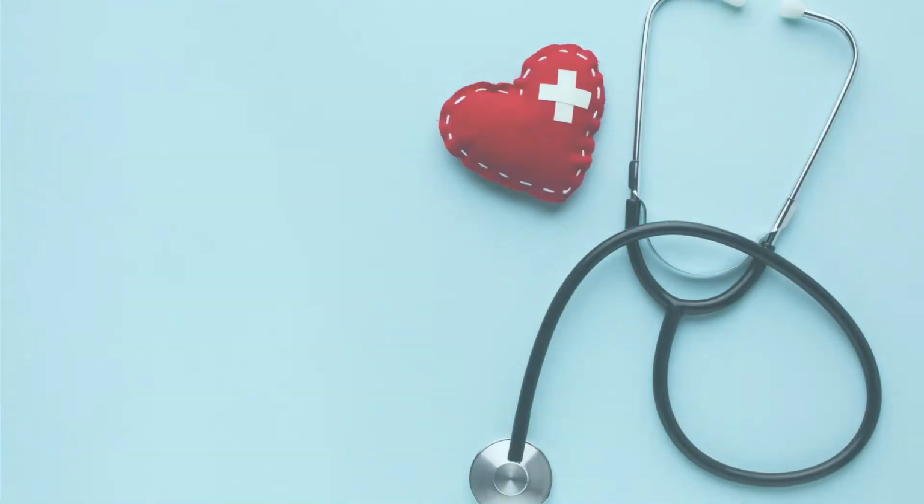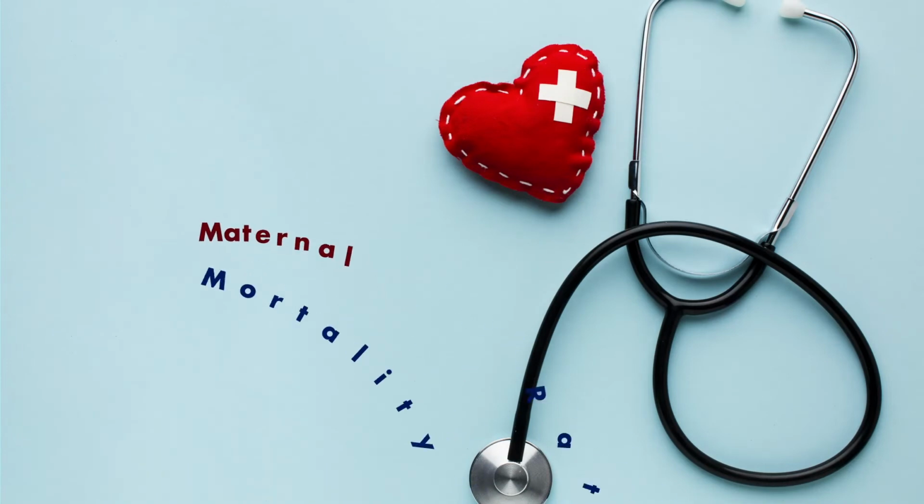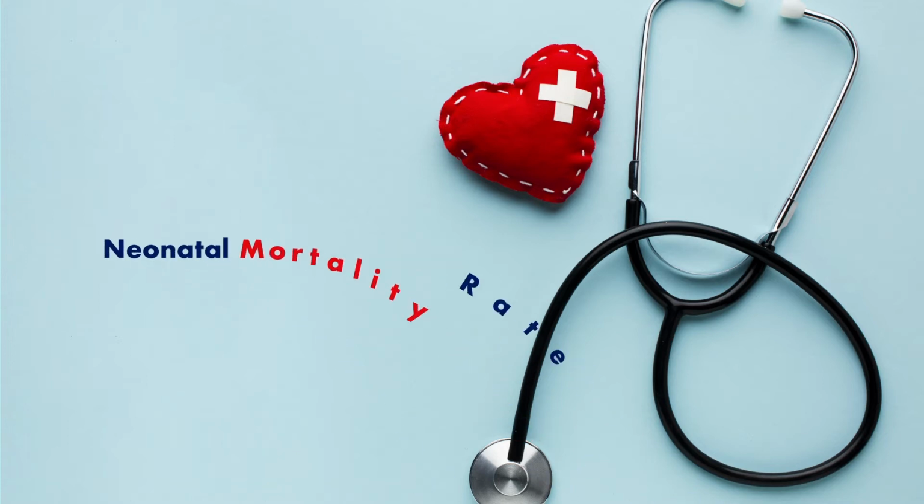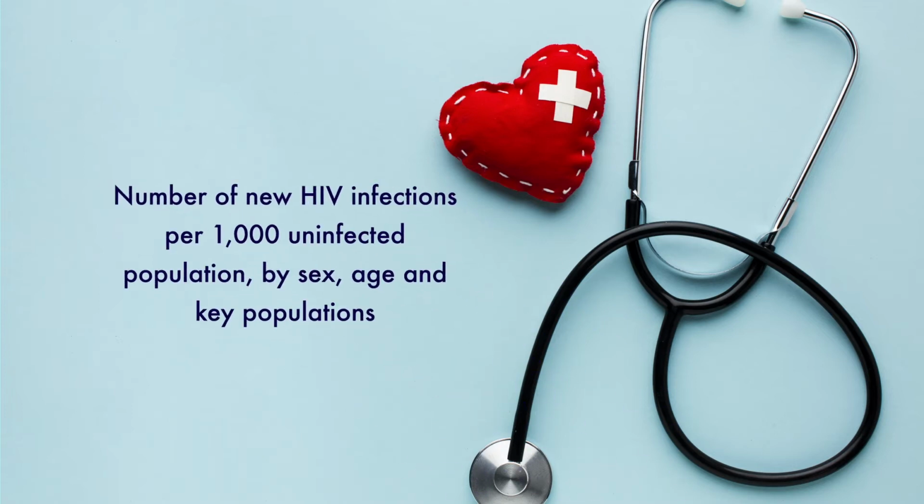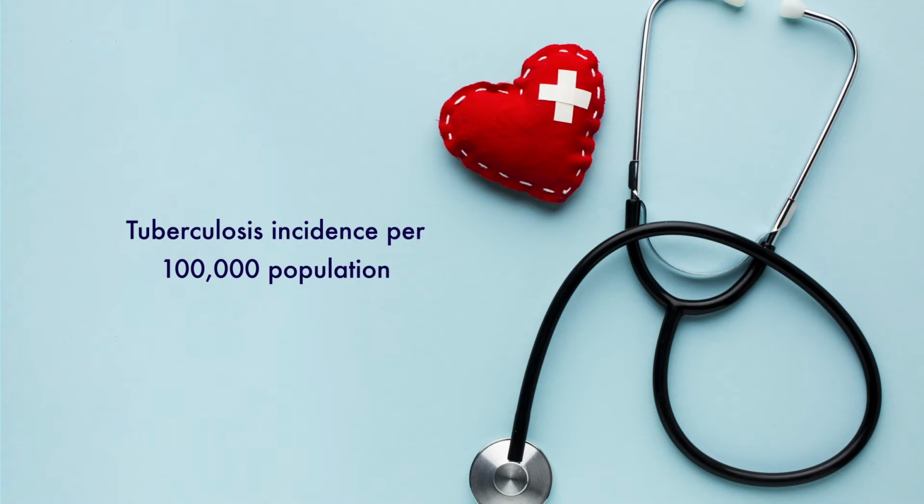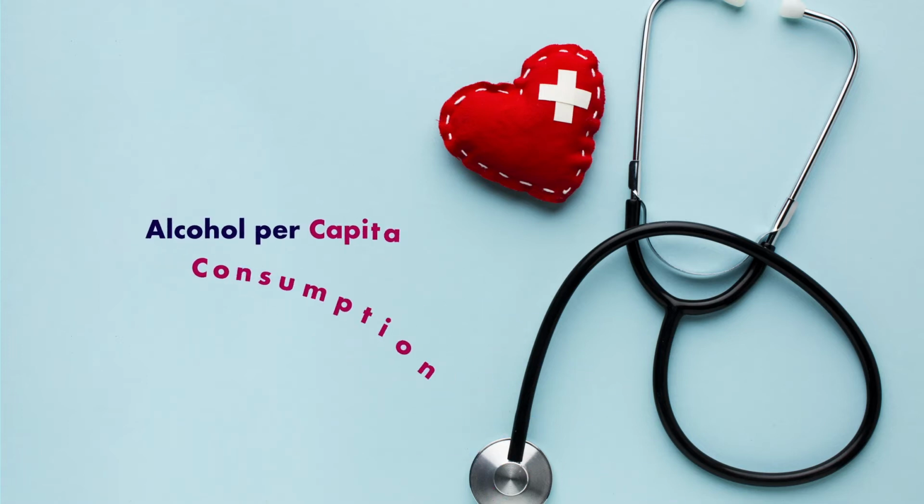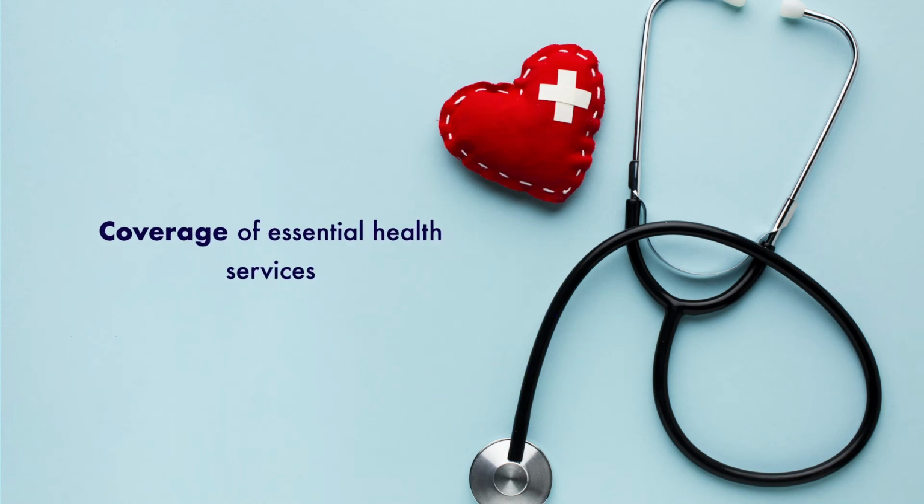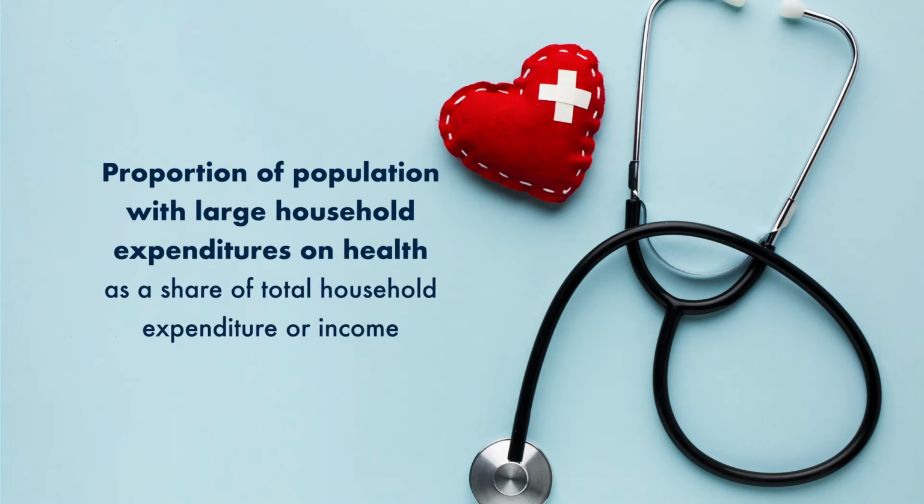So, to check the progress on all these targets, of the 28 indicators, a few of the indicators are maternal mortality ratio, under 5 mortality rate, neonatal mortality rate, number of new HIV infections per 1,000 uninfected population by sex, age, and key population, incidence of tuberculosis per 100,000 population, rate of suicide mortality, alcohol per capita consumption, death rate due to road traffic injuries, coverage of essential health services, proportion of population with large household expenditure on health as a share of total household expenditure or income.